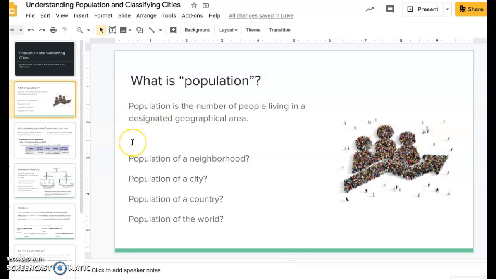So, population is the number of people living in a designated geographical area. This means that we pick a certain area and then we count the number of people inside it. The number of people inside the area that we specified is the population of that area. So, you can find the population of a city, a neighborhood, a country, the world, a continent. Population is just determined by the number of people in a specific area.